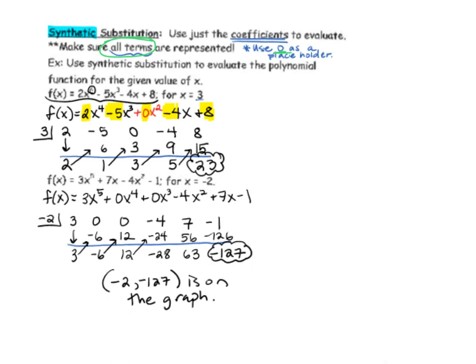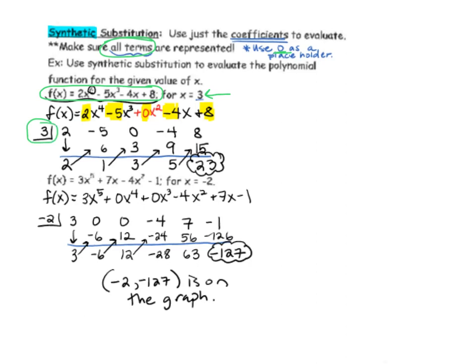So here's how it works. It says use synthetic substitution to evaluate the polynomial function for the given value of x. Notice this is the same equation that we just had on the last page, and we're plugging in the same number for x. So what we do is we put that number over on the left-hand side.